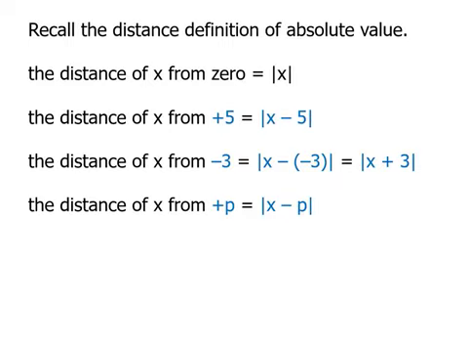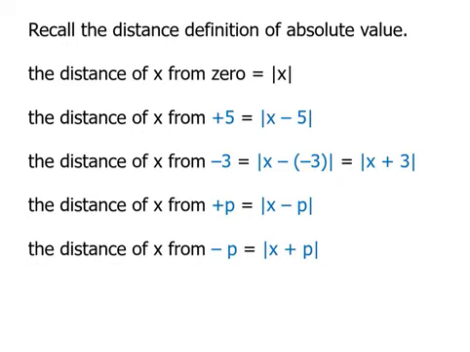So in general, if we want the distance from a positive value of p, then the formula would be absolute value of x minus p. And if we want a distance from negative p, then it would be the absolute value of x plus p. And again, some people are confused. How come the signs swap here? And you have to remember that it's a subtraction. Here we're subtracting a positive. Here we're subtracting a negative. And subtracting a negative results in addition.